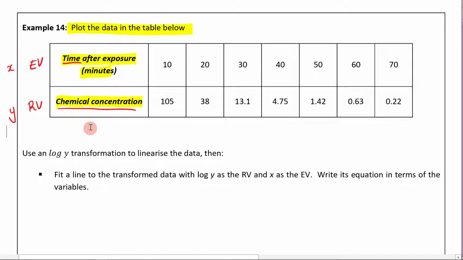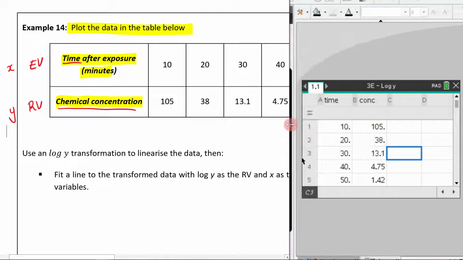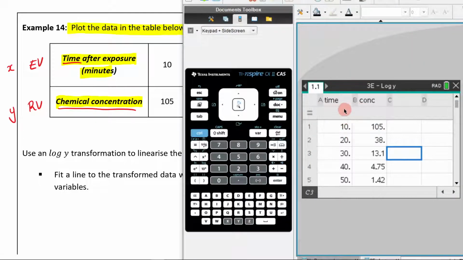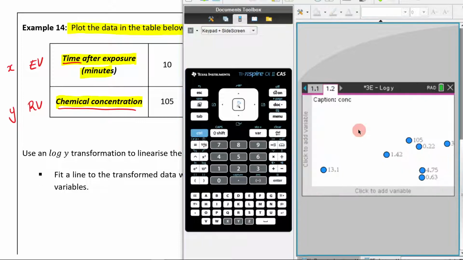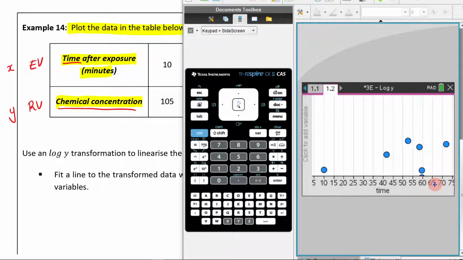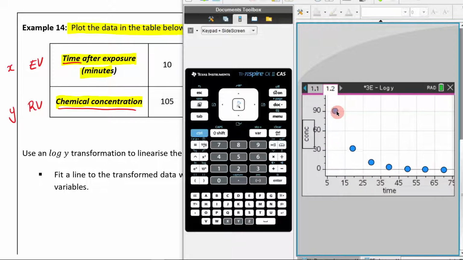Now let's just plot this data to see what it looks like. So I've already come to my lists and spreadsheets page. I've put in time and I've put in concentration and I've given them appropriate labels as well. If I now go control doc, data and statistics and say this is my time, this is my concentration, just like that, you can see that we get a graph that looks like this.